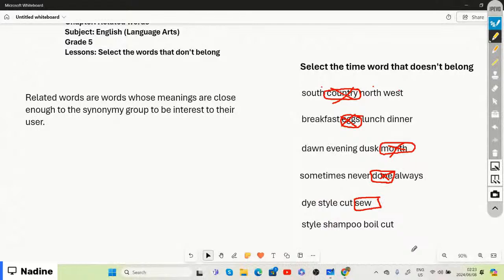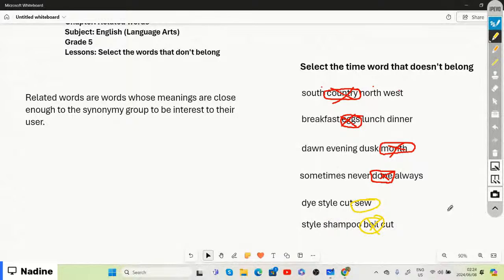All right. And then we have style, shampoo, boil, cut. This one looks a bit tricky. Unless we say shampoo doesn't belong here, because then you can style your hair, boil something. Not even boil, sorry. Shampoo. I think boil is out. But style is there, shampoo is there, cut is there.